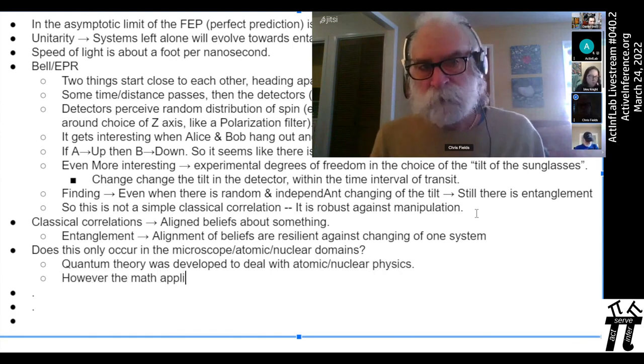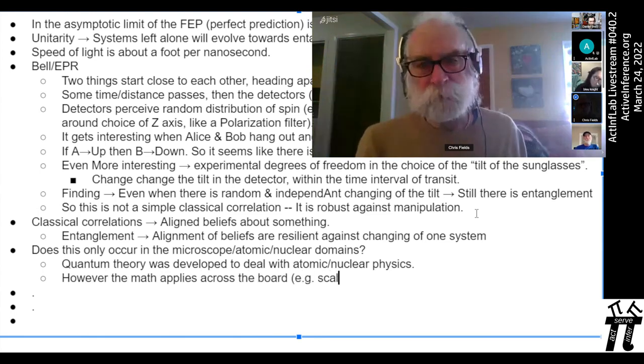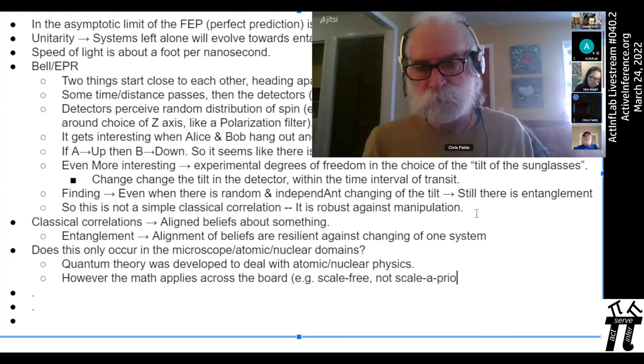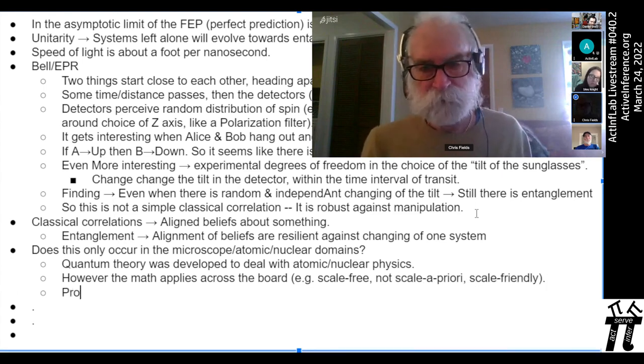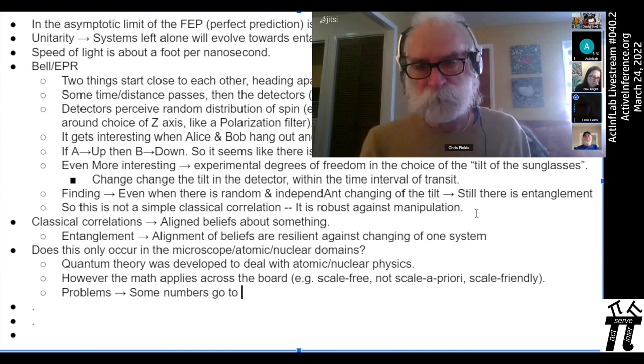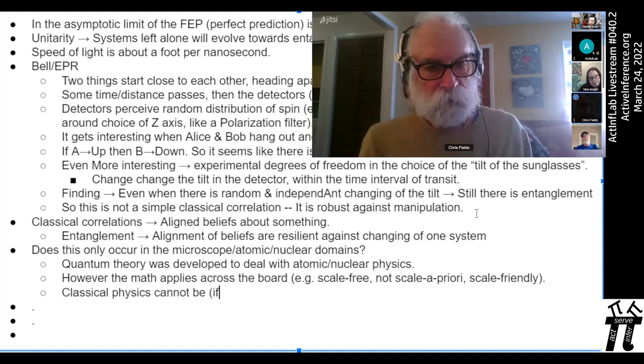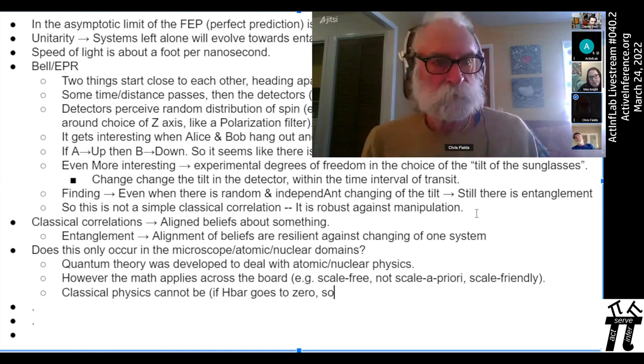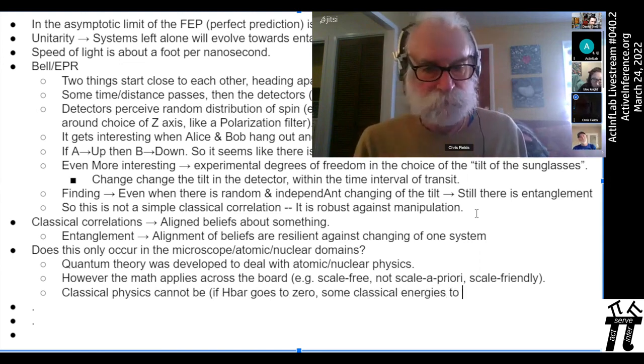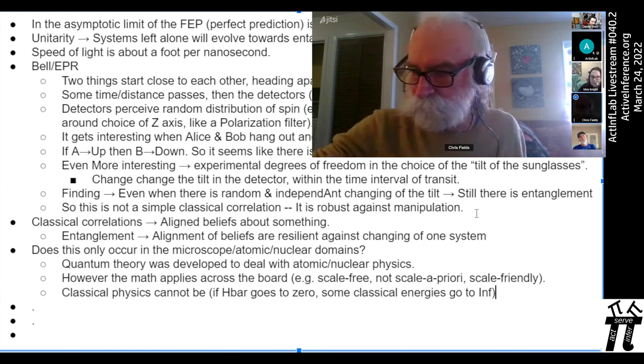And trying to think of classical physics as a mathematical limit of quantum theory always runs into problems. And the problems are always that numbers go to infinity that shouldn't be infinity. So it's not really accurate to think of classical physics as some sort of mathematical limit, like h bar goes to zero, of quantum theory, because if h bar goes to zero, lots of relevant energies go to infinity. And this has been known for a long time. Nonetheless, it's constantly taught in this classical limit kind of framework that isn't really correct.